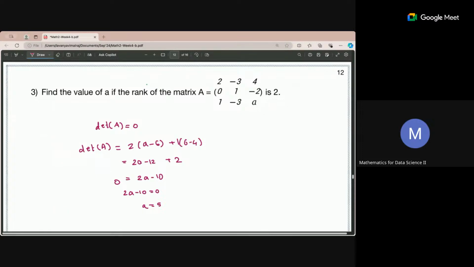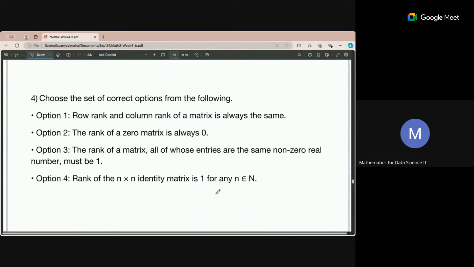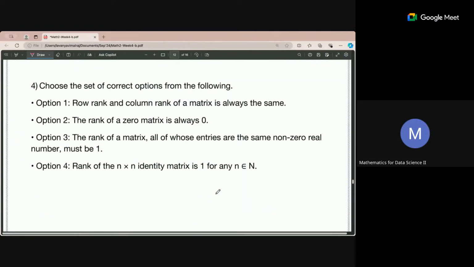Okay. All right. Okay, so the next question here. Choose the set of correct options from the following. Row rank and column rank of a matrix is always the same. Yes, ma'am. Yes, right? The rank of a 0 matrix is always 0.